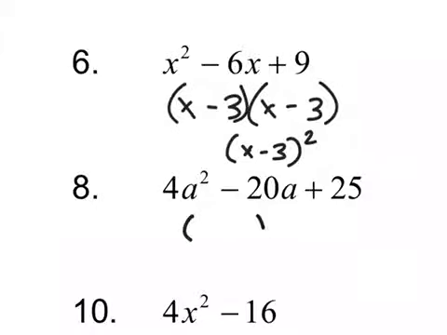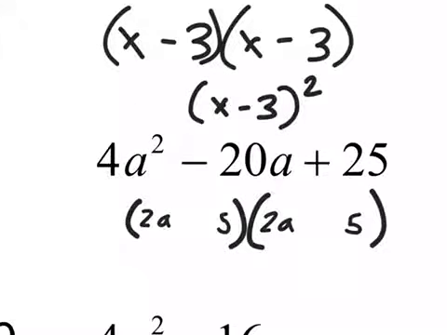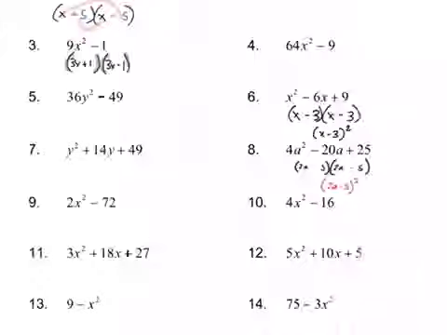On this one, same concept. Perfect square of 4a squared: 2a and 2a. Perfect square of 25: 5 and 5. I see that negative there is telling me to do double negative. This would simplify down to 2a minus 5 squared.